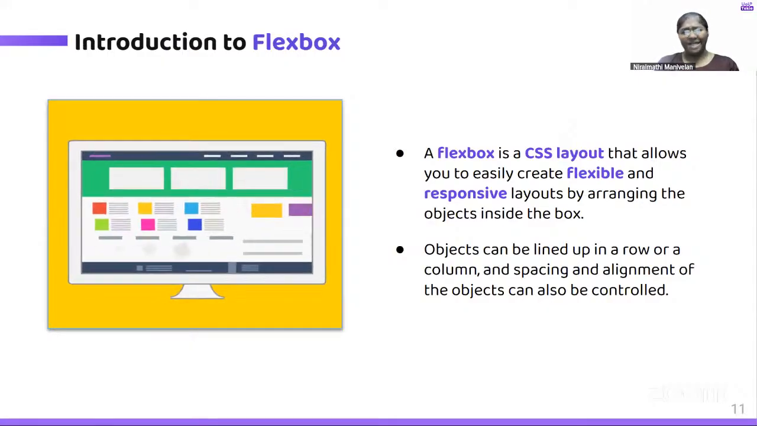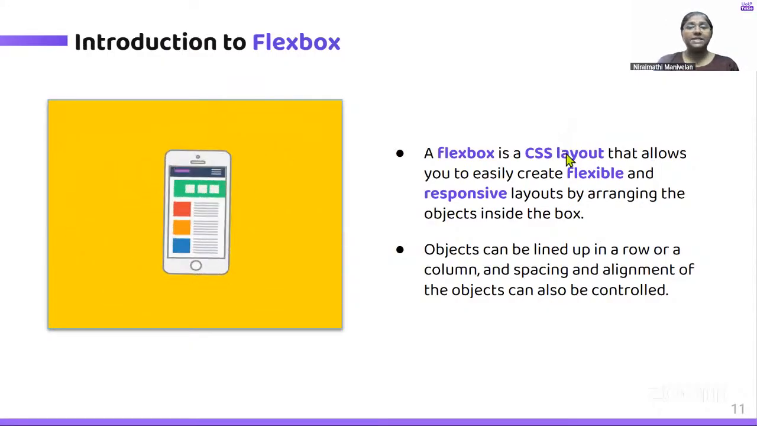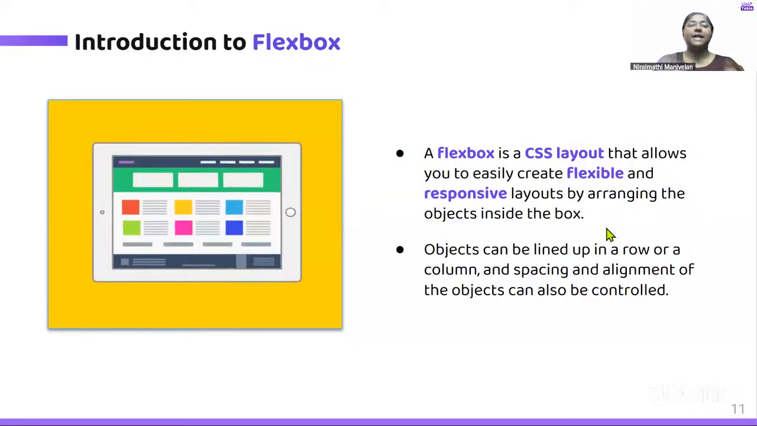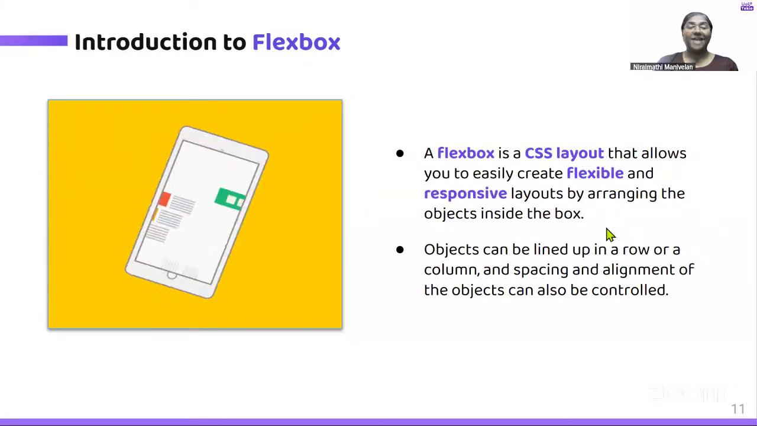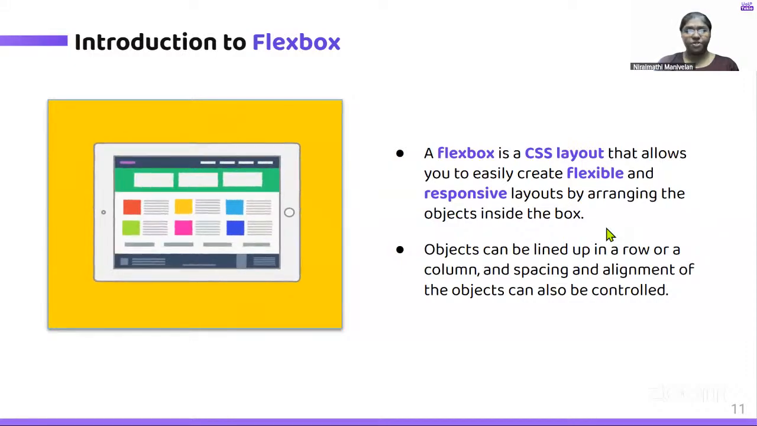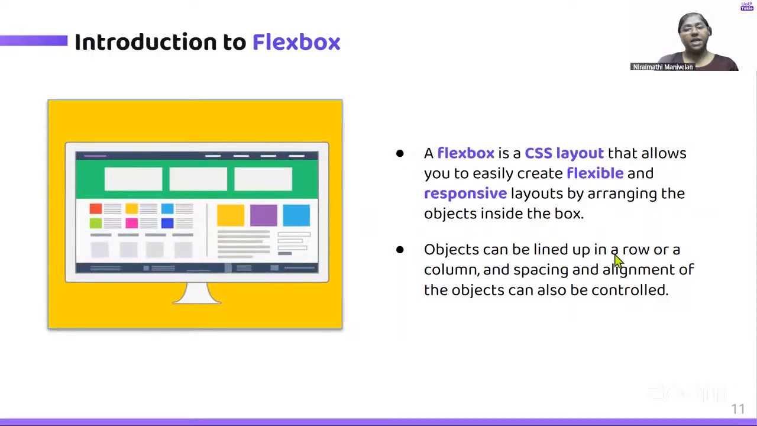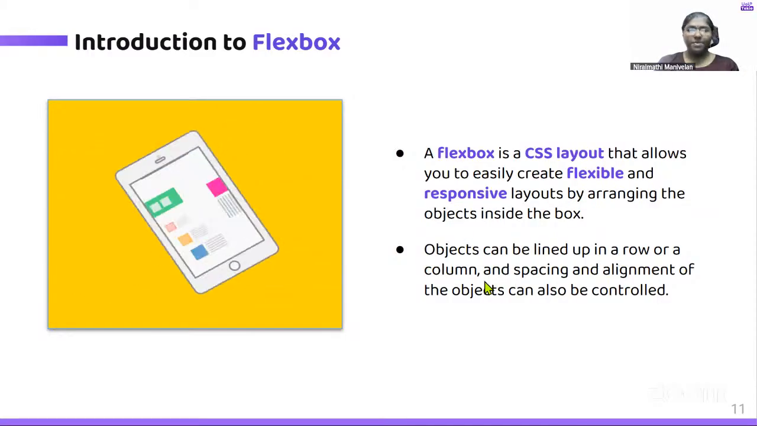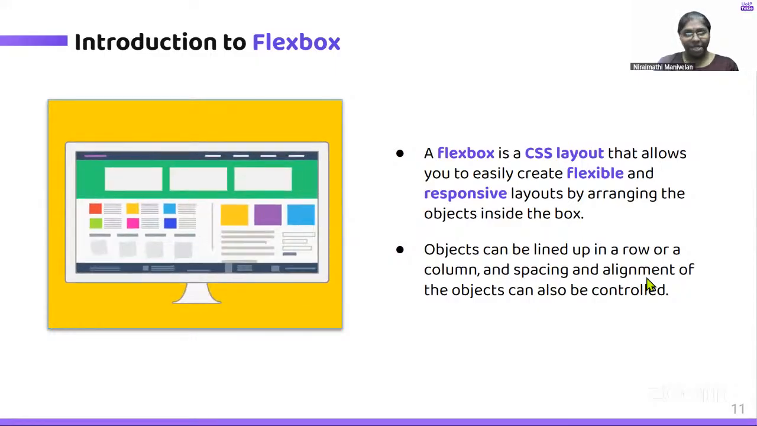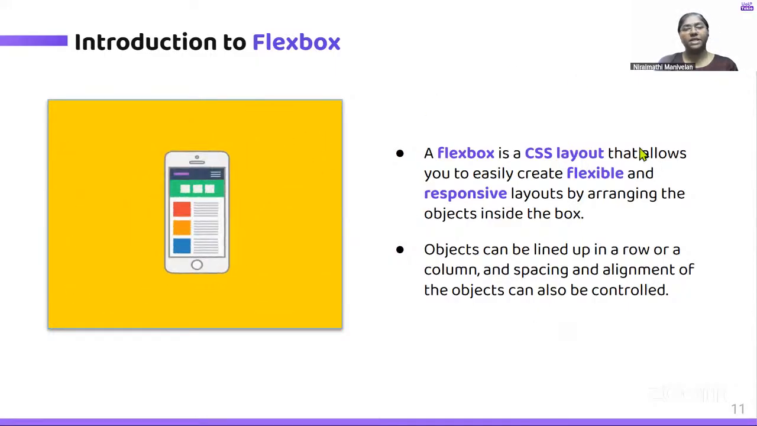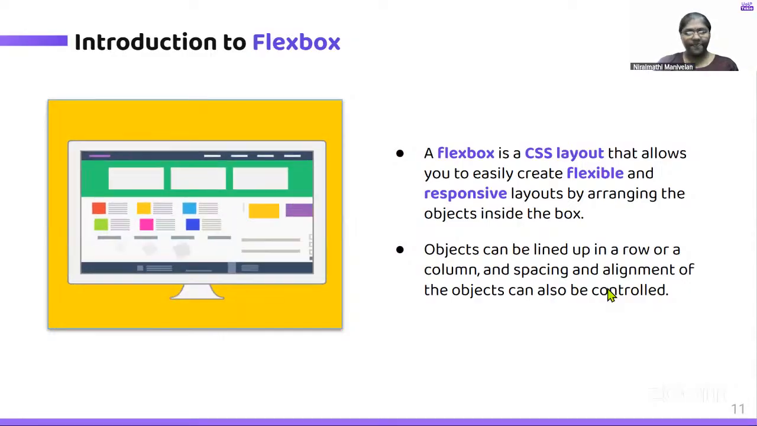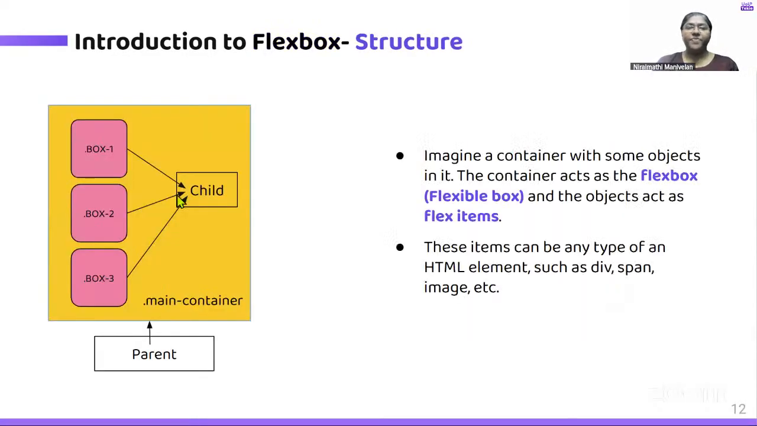So what is a flexbox basically? It is a CSS layout that allows you to create flexible and responsive layouts by arranging the objects inside the box. You can line up the objects in a row or in a column, spacing, alignment, everything can be controlled inside this flexbox. For example, here you can see there is a box, which is a main container. That is your flexbox.